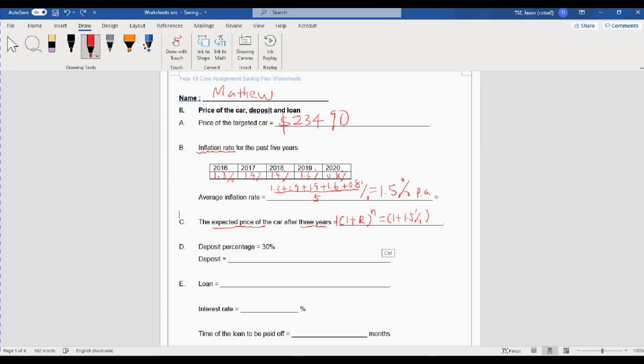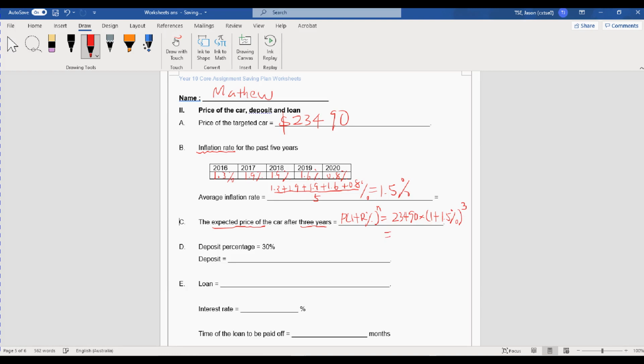Right, I might just rewrite this. Sorry about this. I might just rewrite everything. Okay, it would be easier for me. P times (1 plus R percent) to the power of n. That is 23490 times 1.5% to the power of 3, because that's 3 years, right?